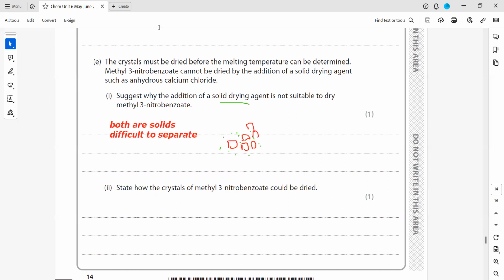State how the crystals of methyl 3-nitrobenzoate could be dried. So how can we dry them? We can use an oven. We can also use a filter paper or a tissue paper, or we can leave them in a dry place or desiccator, or use an oven.